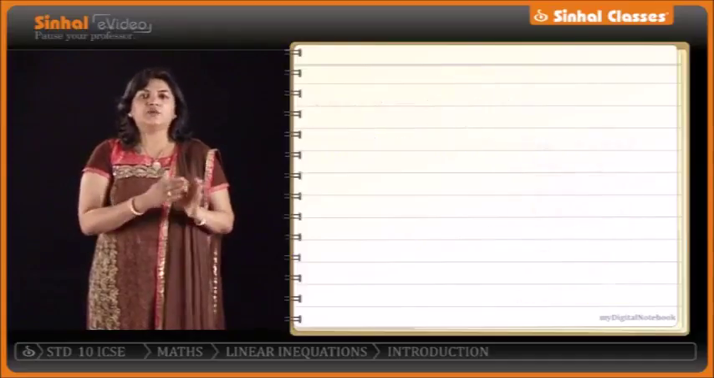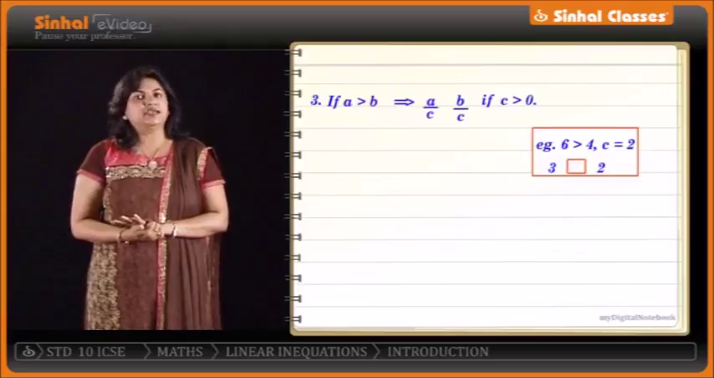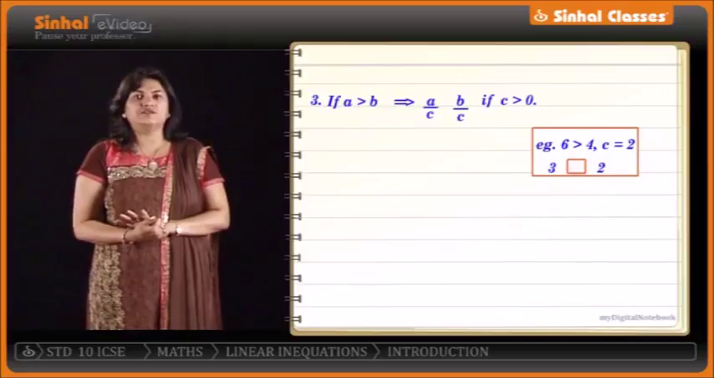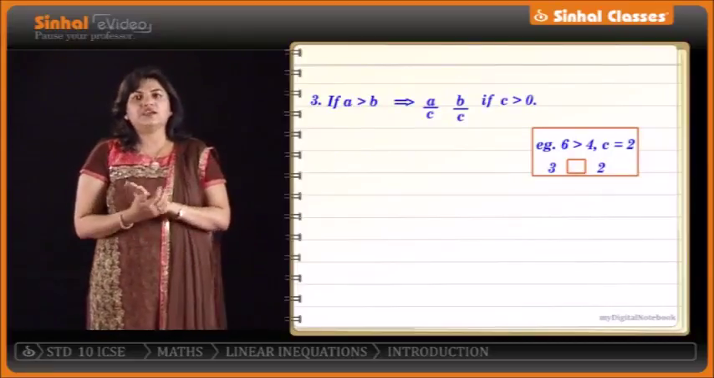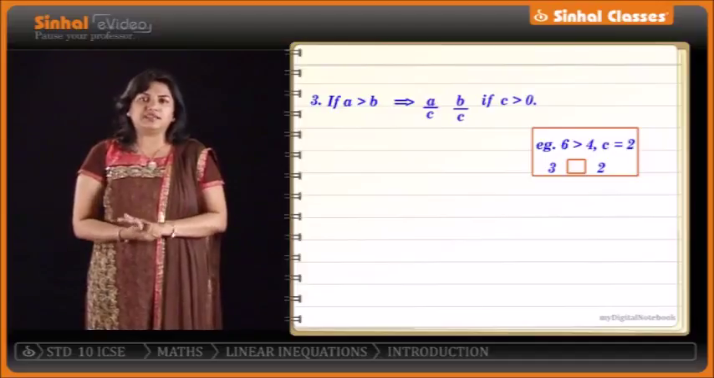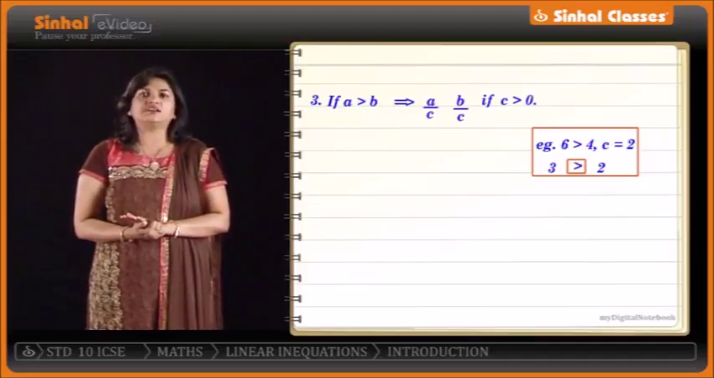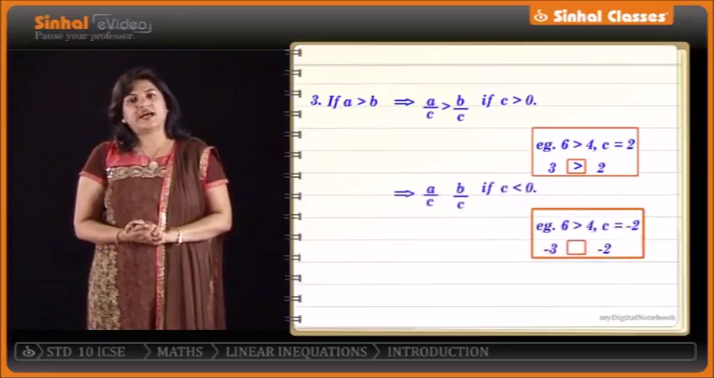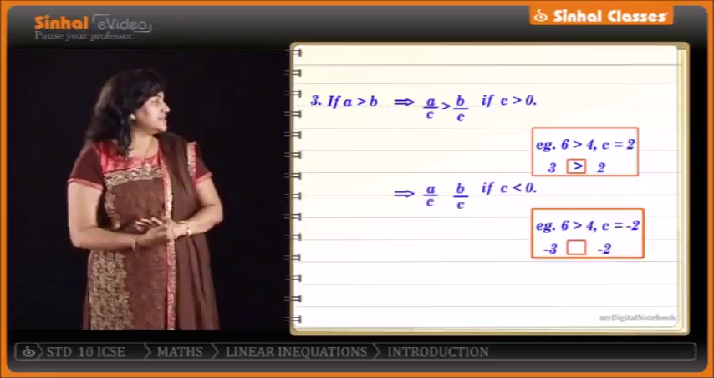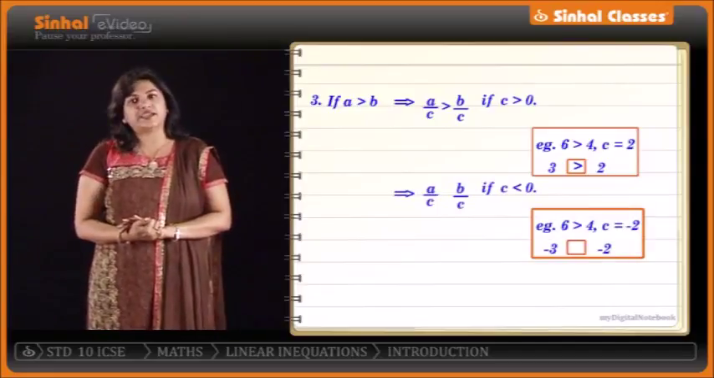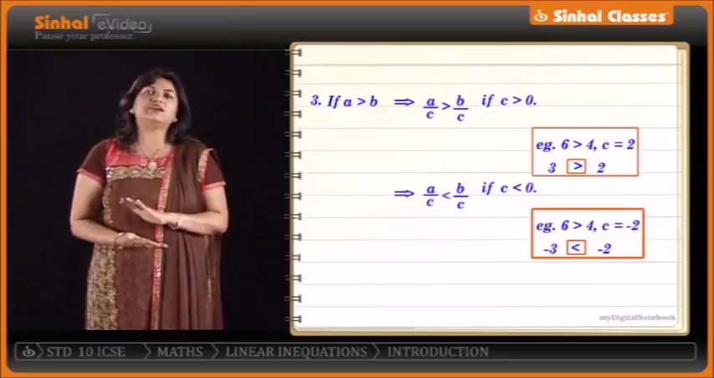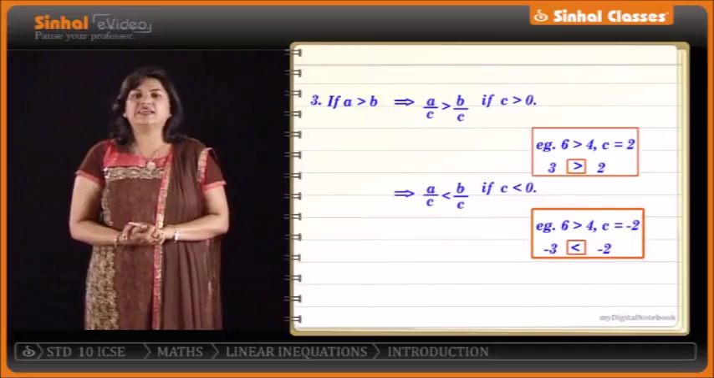Now let's divide both the sides by the same number C. Same example, 6 greater than 4. Take C as 2. We divide, we get 3 and 2. Obviously 3 greater than 2. So the sign of inequality remains the same when we divide by a positive number. Now let's divide by a negative number. Take C as minus 2. We get minus 3 and minus 2. Here we get minus 3 less than minus 2. That is, the sign of inequality is reversed when we divide by a negative number.